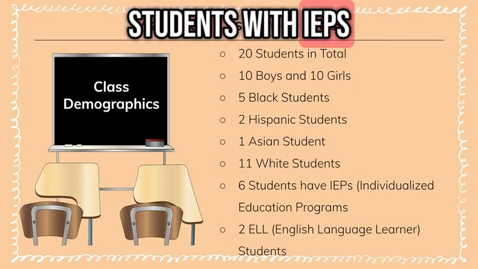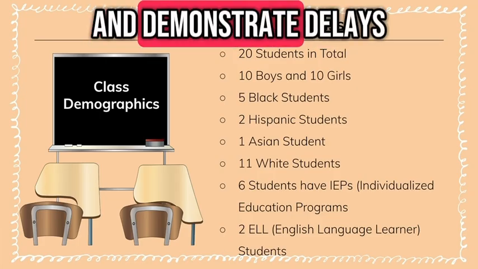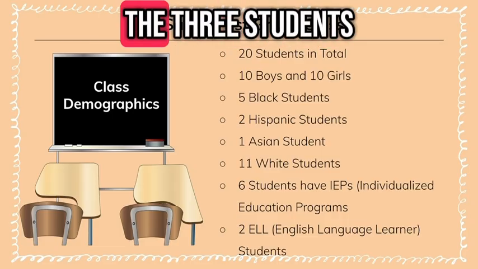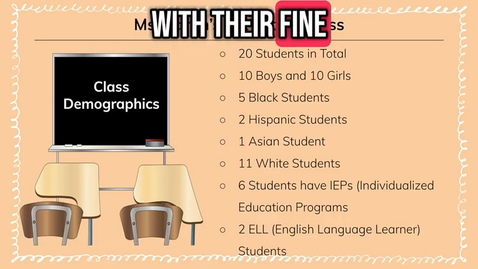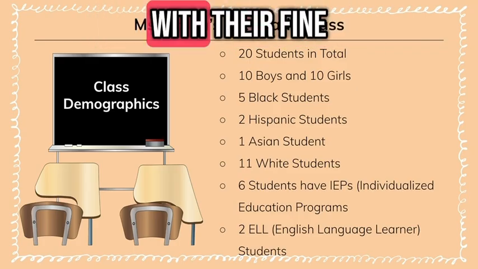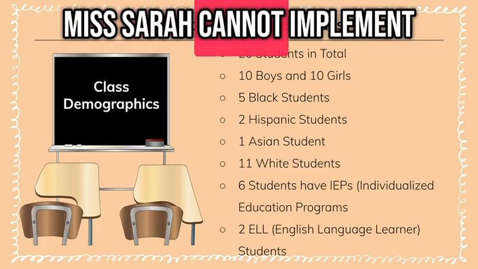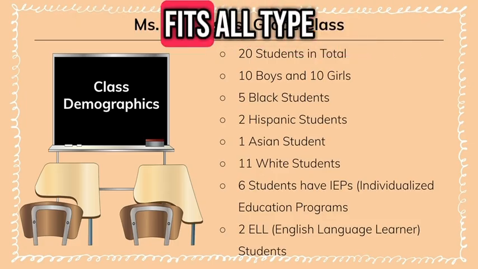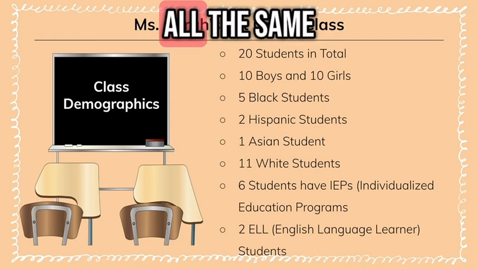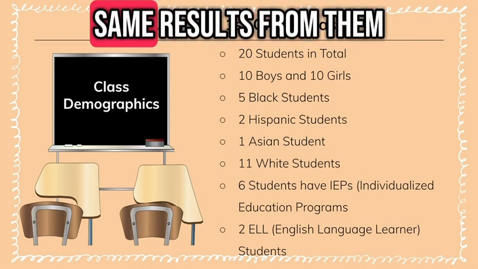3 of the students with IEPs receive OT and demonstrate delays with writing and fine motor skills. For now, we will focus on the 3 students that demonstrate delays with their fine motor skills. Being that each student demonstrates a different ability level with their fine motor skills, Ms. Sarah cannot implement a one-size-fits-all type of teaching strategy, or just give these 3 students all the same learning materials and expect the same results from them.